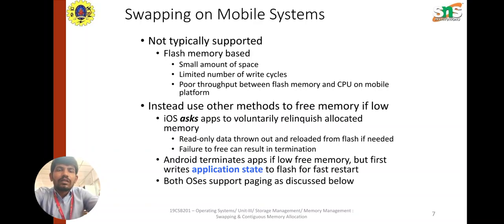If memory is low, the OS asks apps to voluntarily relinquish allocated memory. Read-only data is thrown out and reloaded from flash if needed. Failure to free memory can result in termination. Android terminates apps if free memory is low, but first writes the application state to flash for a fast restart. Both operating systems support paging, discussed below.